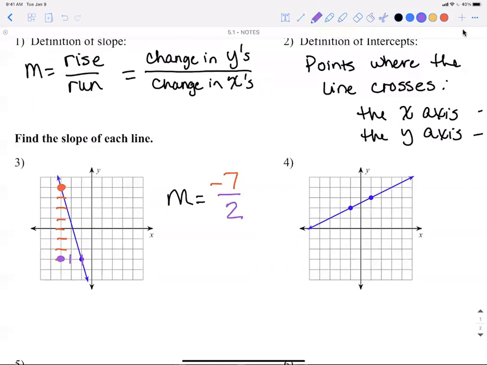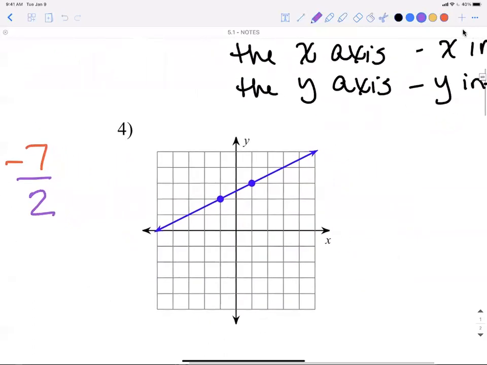You always want to make the fall or the rise, and then you want to turn the corner and head over toward your other point to get your run. All right, so let's look at this one. In this case, we've got M equals.